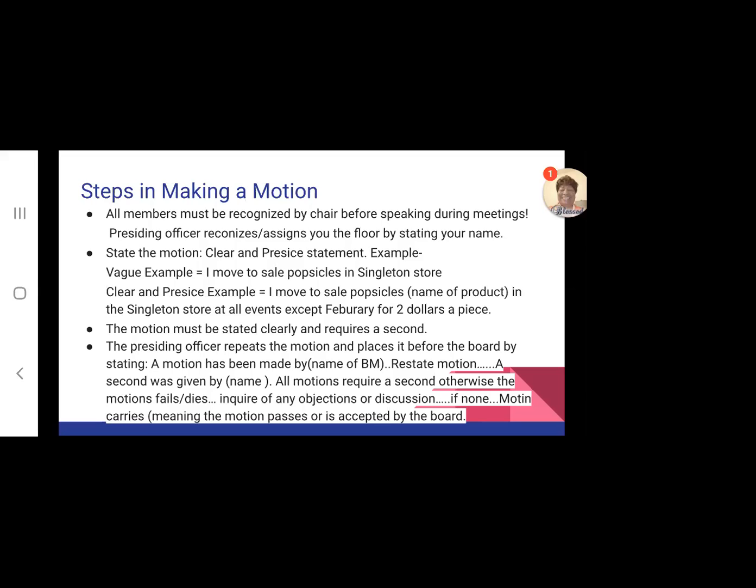I gave an example that's as simple as this: I move to sell popsicles in the Singleton store, right? That's a vague example. Sometimes we have to make sure certain items are used in order to maintain the integrity of the concept or ideal of the park. So you would want something that has been around for a number of years that is easy to remake or get redone. So the second motion would be: I move to sell popsicles, name of the product, in the Singleton store at all events except February for $2 a piece. That's everything about what you want to do.